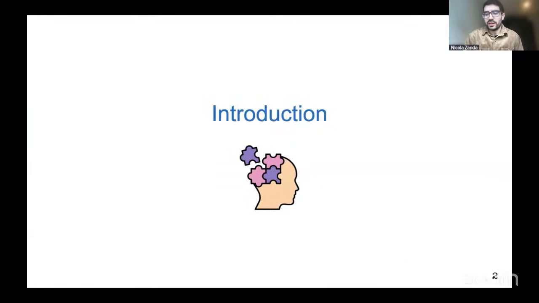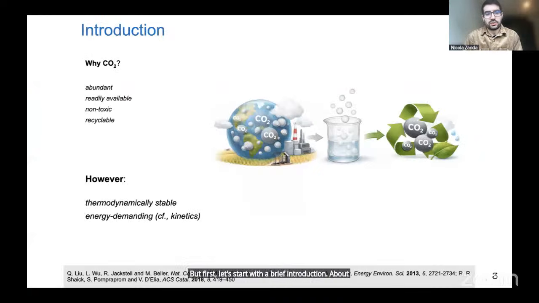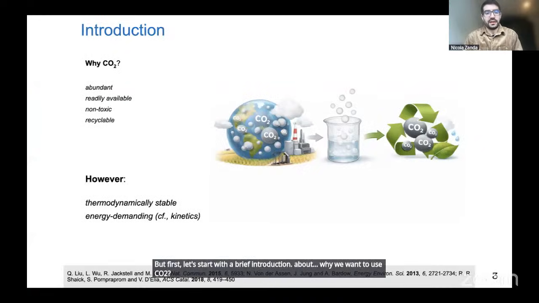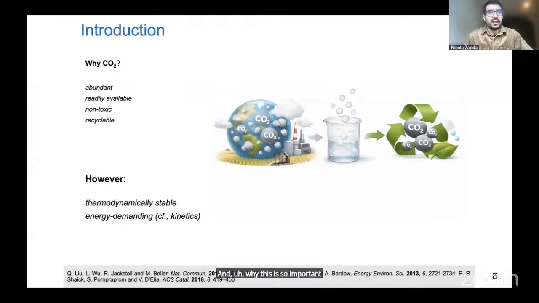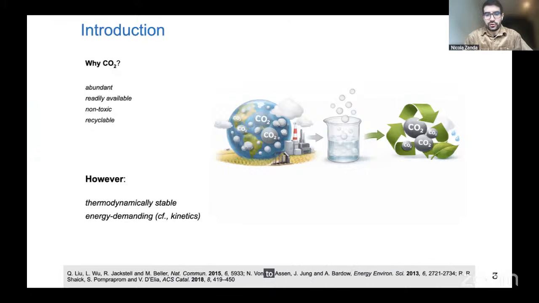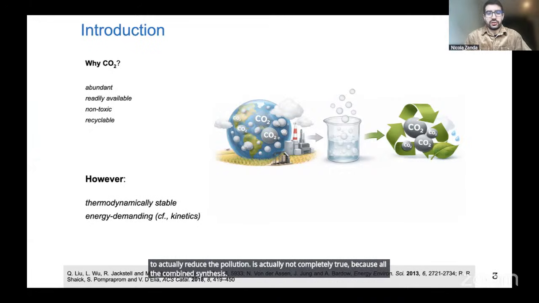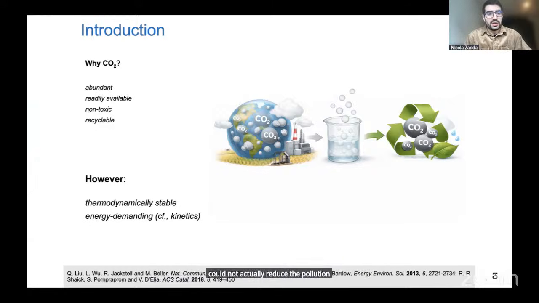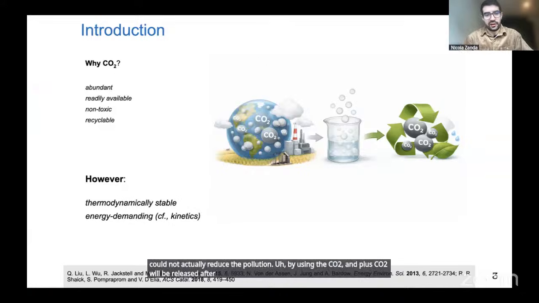But first, let's start with a brief introduction about why we want to use CO2 and why this is so important. In many talks, it's said that we want to use CO2 as a synthetic reagent to actually reduce the pollution. This is actually not completely true, because all the combined synthesis could not actually reduce the pollution by using the CO2, and CO2 will be released afterwards in the environment.